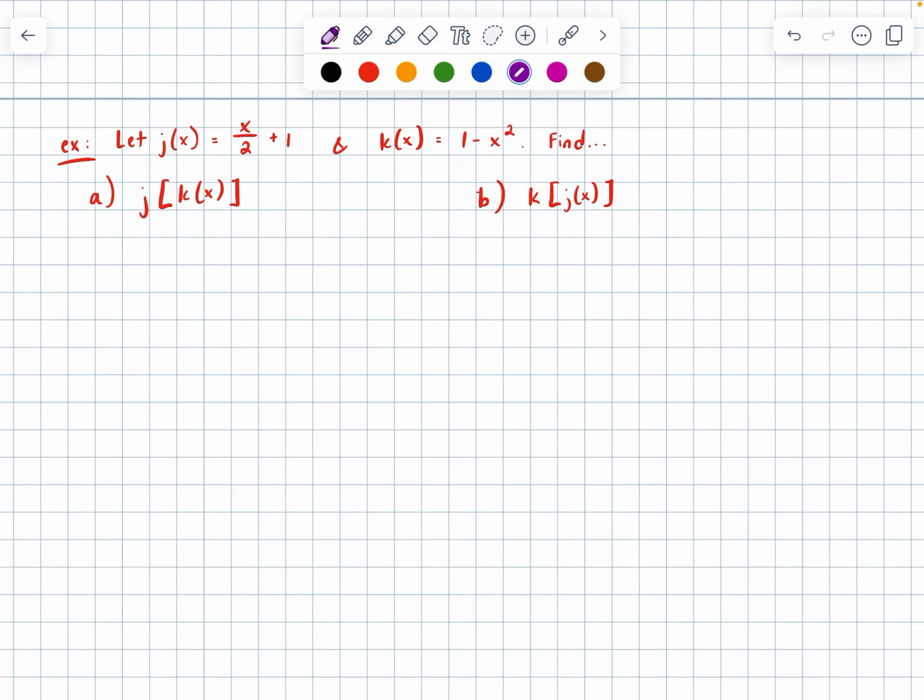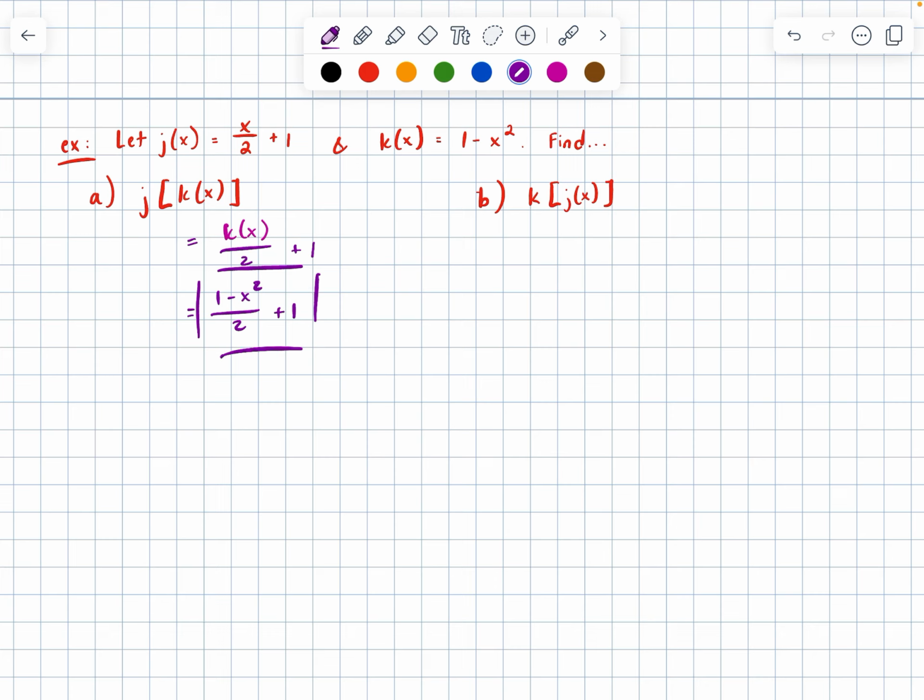And I miss you. j of k of x. Well, again, I'm going to take my rule for j, which is x over 2 plus 1, and every time that I see x, I am replacing it with k of x. So this is going to become k of x over 2 plus 1. But k of x is 1 minus x squared, so this would become 1 minus x squared over 2 plus 1. I would say that this is totally fine.